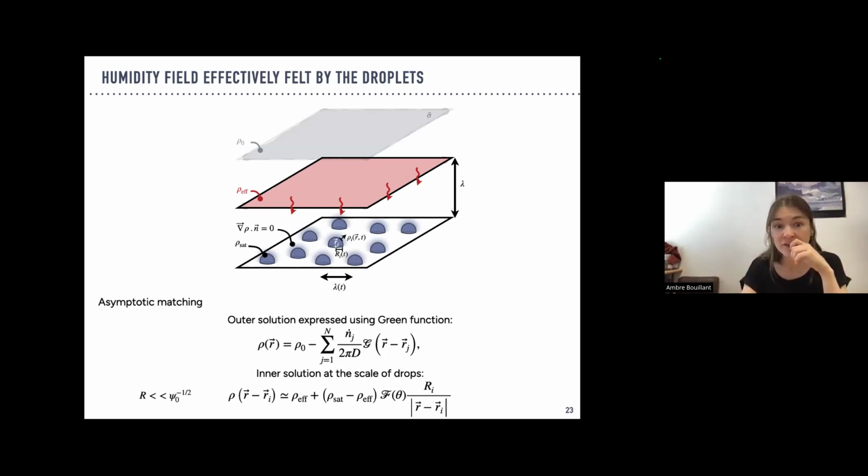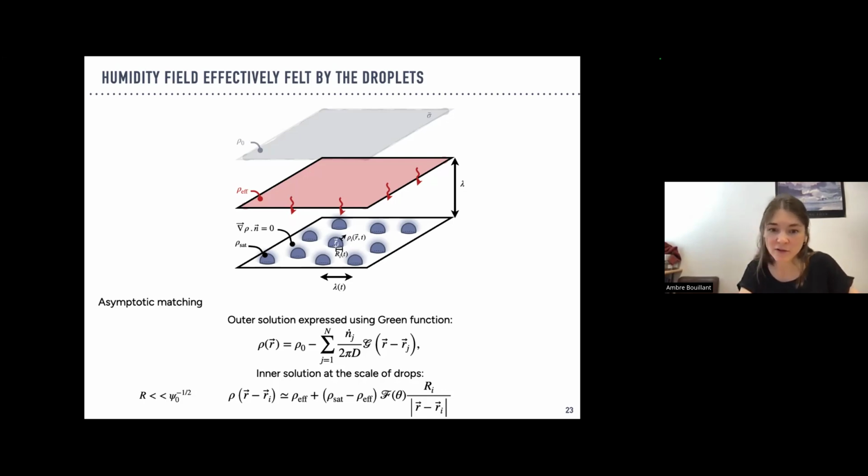So I first solve the outer solution. So I look from far, and at this distance, actually, I can see the droplet as a point sink. And then I use a Green function, so the function G, to account for the water absorbed by each punctual droplet. Then I solve the inner solution. So I place myself at the scale of an individual drop, and then I write the humidity field around a droplet wetting a substrate with a contact angle theta. And then finally, I match the two solutions.